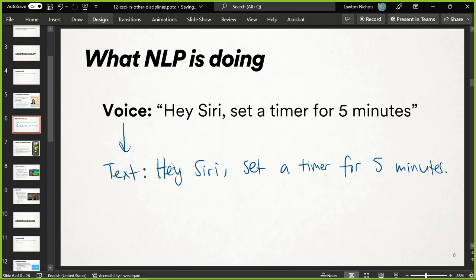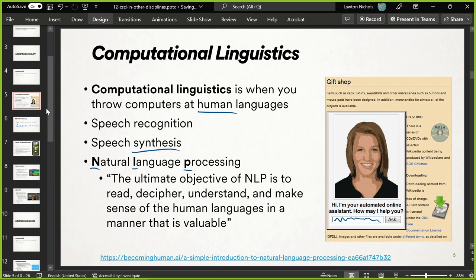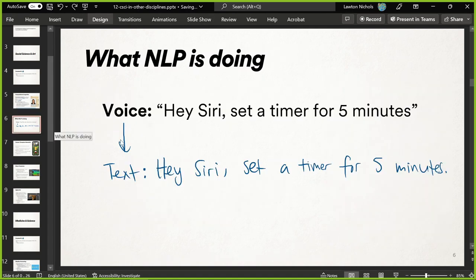So it looks like nothing happened. I just wrote the same thing again, but a huge thing has happened. We've translated sounds to text. That's the first step of Siri, right? That is very important, speech recognition, and that's a hard problem. But we've done pretty well. We can solve that pretty well these days.